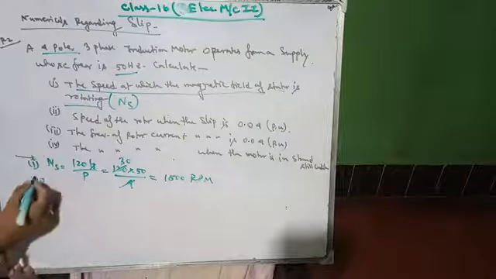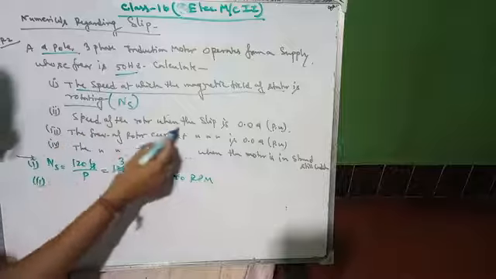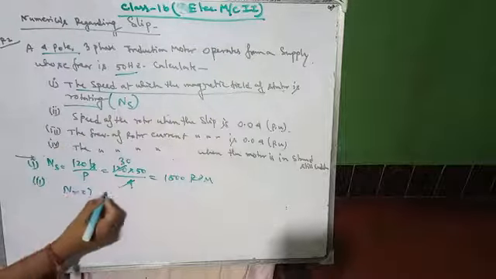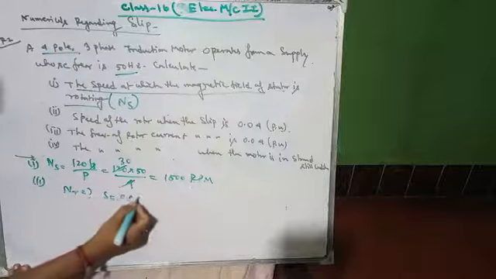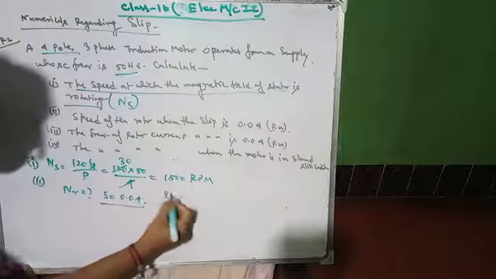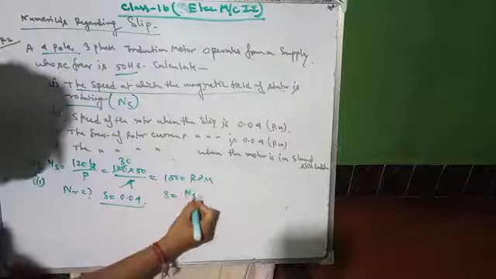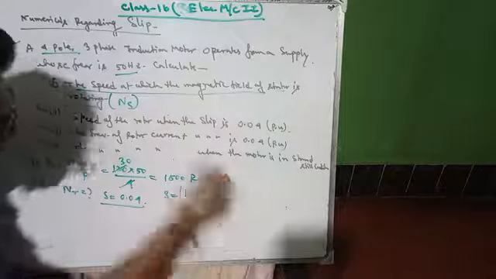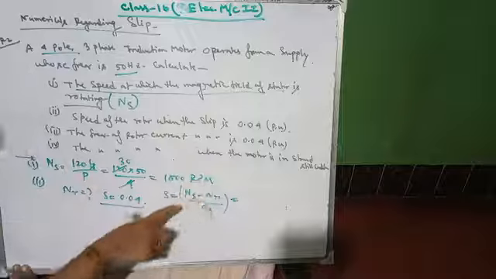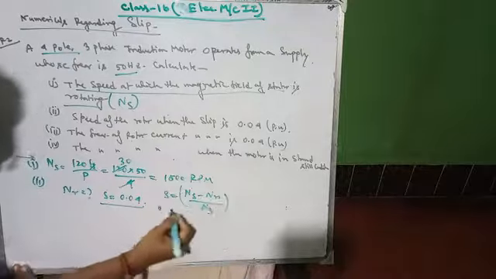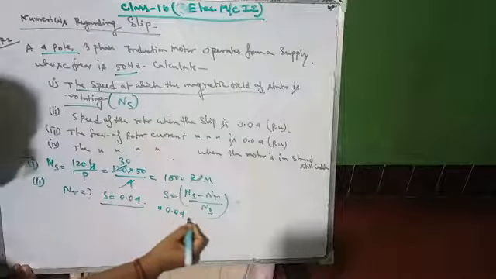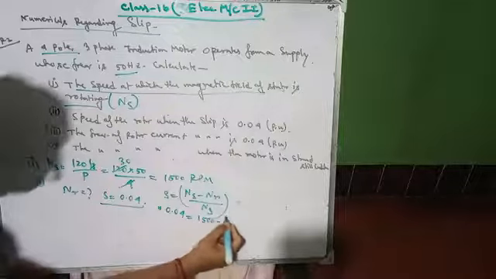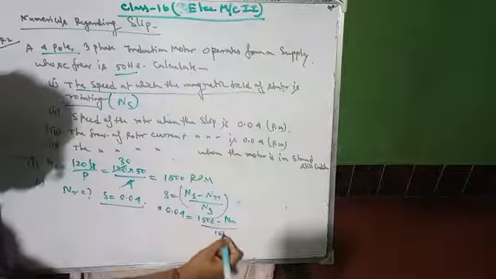Okay, so the second one, speed of the rotor when the slip is 0.04. Now you have to find Nr when S equals 0.04. From the definition of slip we can write S equals Ns minus Nr by Ns, right? In PU it is given, so you can use this formula directly. So 0.04 equals Ns, which is 1500, minus Nr, which you have to find, divided by Ns, which is 1500.